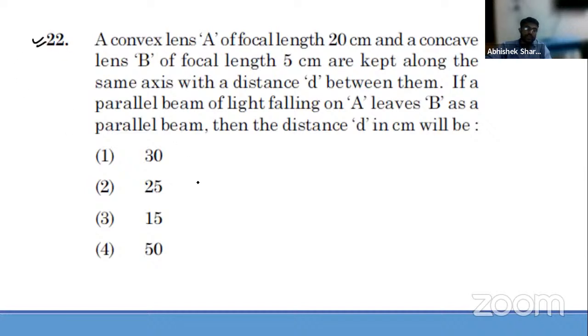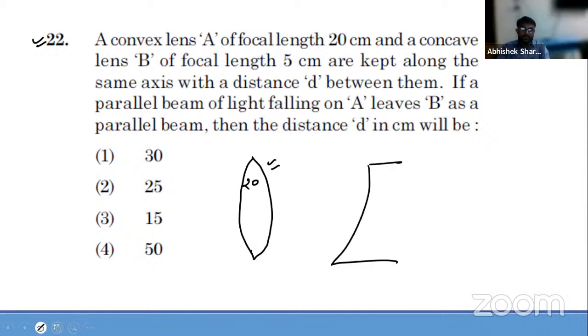Next question is this: a convex lens A of focal length 20 centimeter. Let us draw it first. This is a convex lens having the focal length 20 centimeter, and a concave lens B of focal length 5 centimeter. Let me draw it more properly. So this is the concave lens.